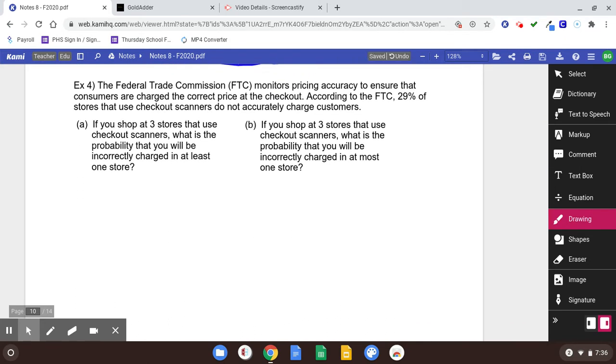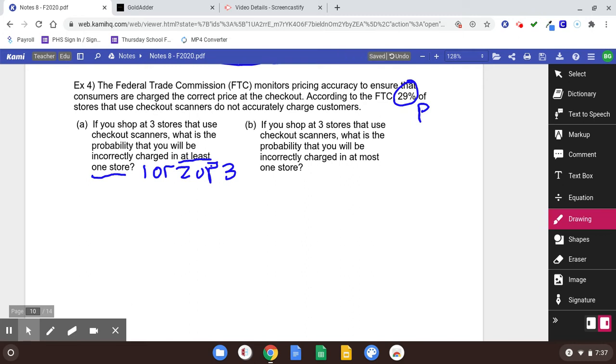Number 4, the FTC monitors pricing accuracy to ensure that consumers are charged the correct price at the checkout. According to the FTC, 29% of stores that use checkout scanners do not accurately charge customers. So there's your P number right there. A, if you shop at 3 stores that use checkout scanners, what is the probability you'll be incorrectly charged in at least 1 store? So when they say language like at least 1, we know that means 1 or 2 or 3, since we're going to 3 stores. 1 or 2 or 3.